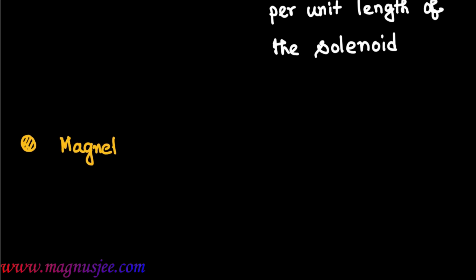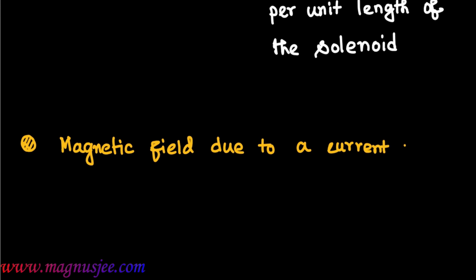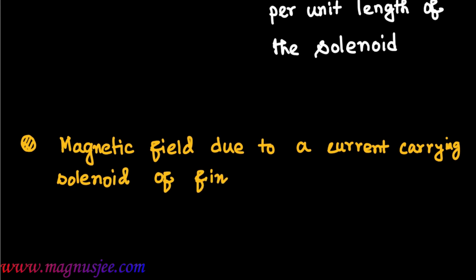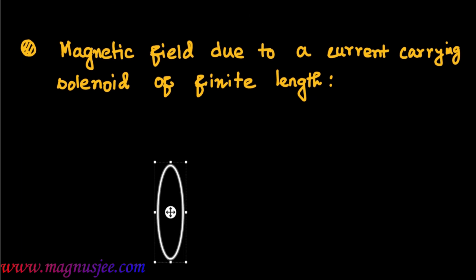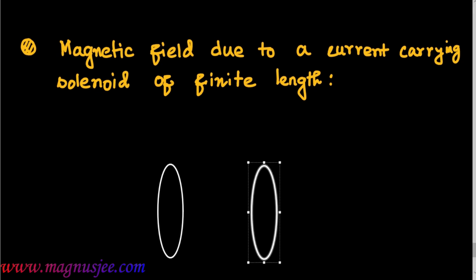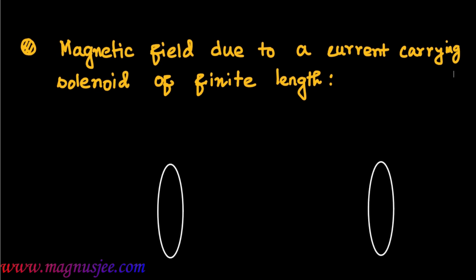Additional information: magnetic field induction. Magnetic field due to a current carrying solenoid of finite length. Initially it was a solenoid of infinite length. Now you are considering the magnetic field due to a current carrying solenoid of finite length. We can draw the diagram of a solenoid of finite length.